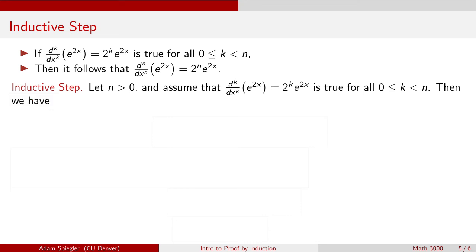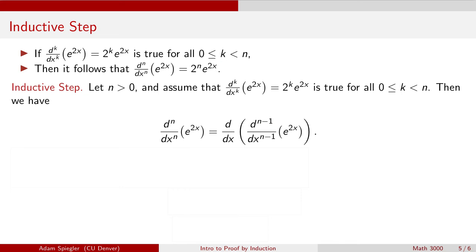So if this is true, then let's try and prove this for the nth case. So let's write out what the nth case would look like. So that means we're taking the nth derivative of e to the 2x. And the trick here is you want to somehow use the inductive hypothesis in this proof. So taking the nth derivative is equivalent to taking the derivative of the n minus 1 derivative. And so now n minus 1 is an integer which is less than n. So it falls in the range of the values that we've assumed where this hypothesis is true.